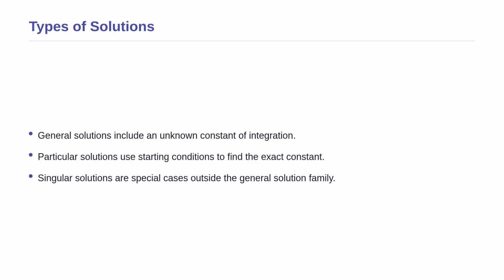Second, we have particular solutions. This is where we are given specific starting conditions, allowing us to pin down that exact constant and find a single specific curve. Finally, there are singular solutions, which are special cases that simply cannot be found from the general solution formula. We will focus mostly on the first two.